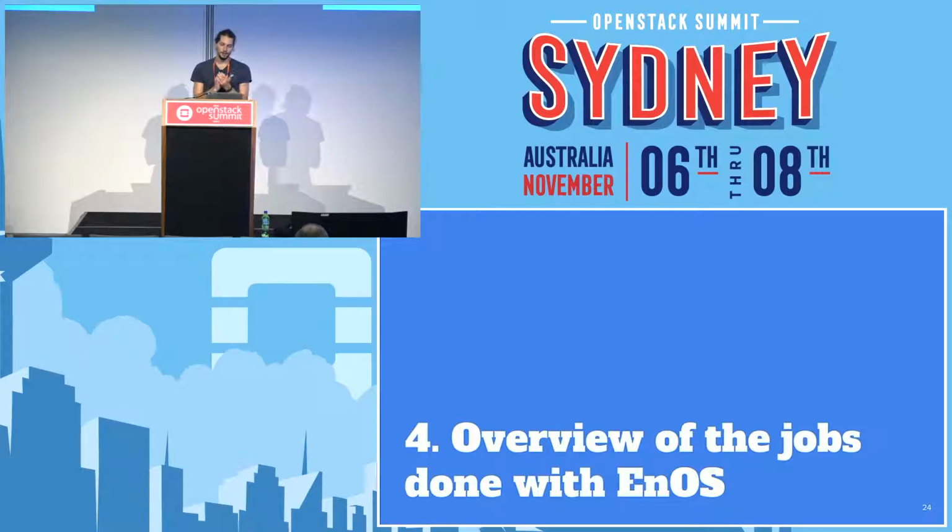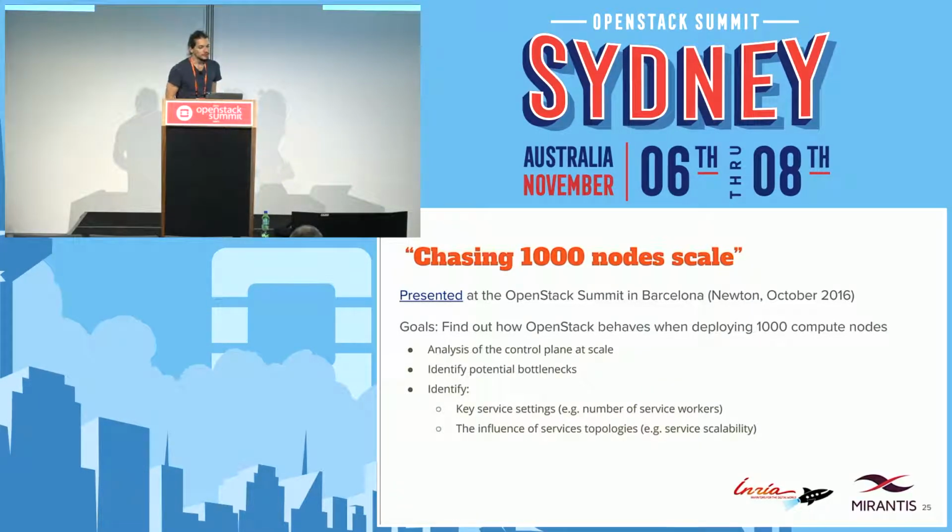So now that we saw how EnOS works, let's have a look at some use cases of EnOS. The first use case was presented during the Barcelona summit for the Newton release. It was also the first stable release of EnOS. And it is a joint work between INRIA, Mirantis, and the performance working group. The goal of this work is to find out how OpenStack control plane behaves at scale.